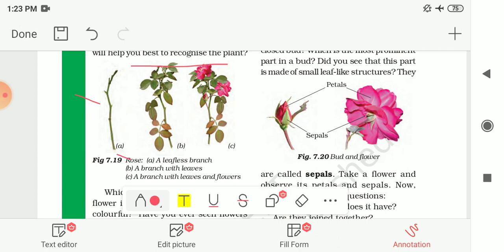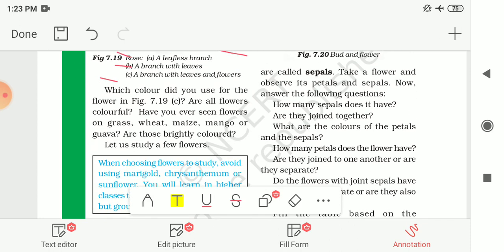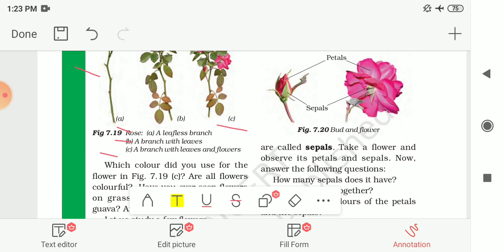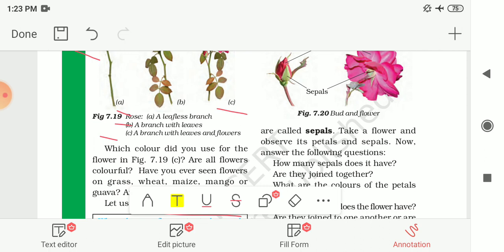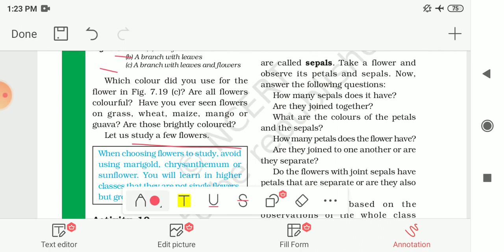In the first figure A, a leafless branch is shown. In figure B, a branch with leaves is shown. And in figure C, a branch with leaves and flowers is shown. Of course, with the branch in figure C we can identify that this plant is a rose, because the leaves are there as well as the flower. So from this flower we can identify the plant. Which color did you see for the flower in figure 7.19 C? You can see the pink or red color.